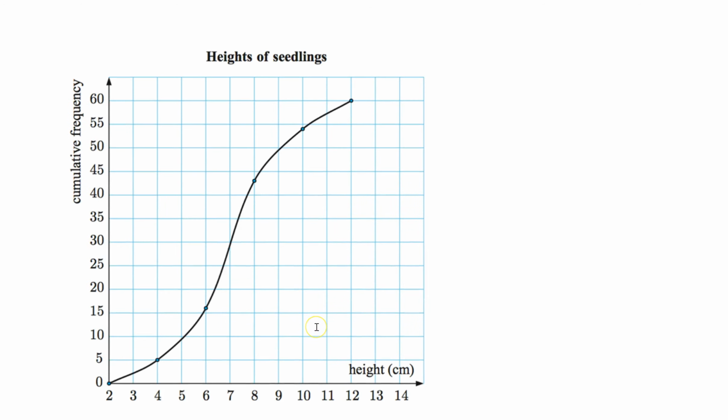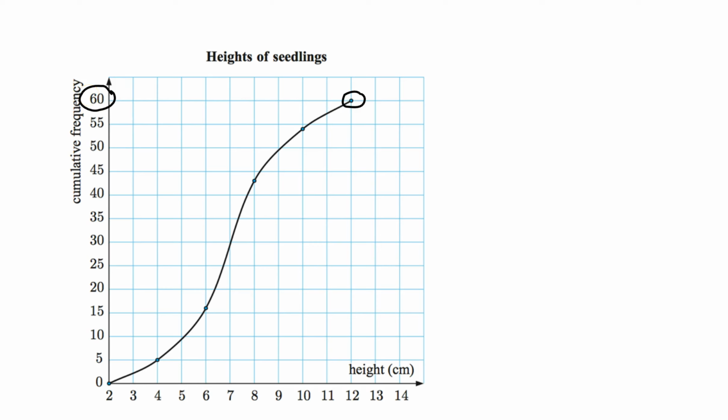So let's look at this example here. We're talking about the height of seedlings. They range anywhere from 2 to 14. I know how many total seedlings I have, which is 60, because that's my max. I'm looking at the right here, where I finish off my frequency, it's at 60. So I have 60 total seedlings.